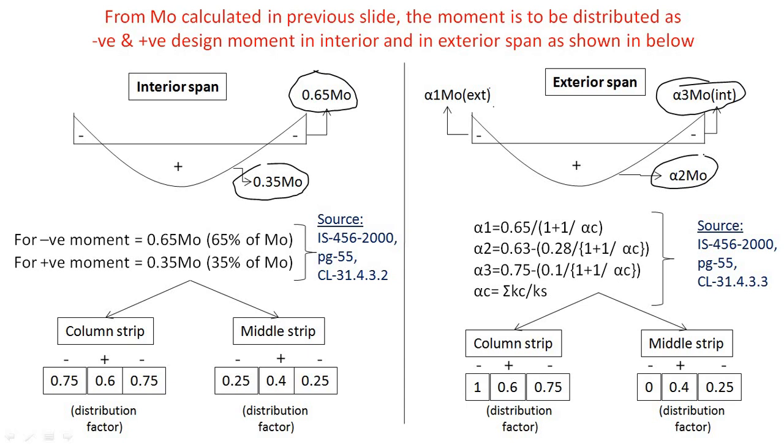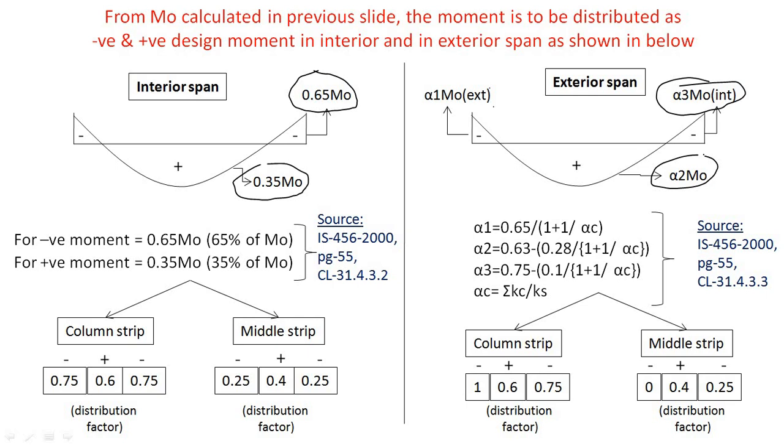The formulas for alpha 1, alpha 2, alpha 3 are provided in IS 456-2000, page number 53, clause number 31.4.3.3. This slide will be used for the whole calculation. This concept is important for the design of a full flat slab. Nothing else we have to do, just put the values from the data provided in this slide, and we will solve the whole example of the flat slab.